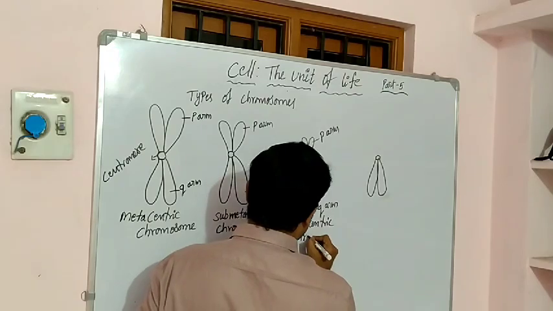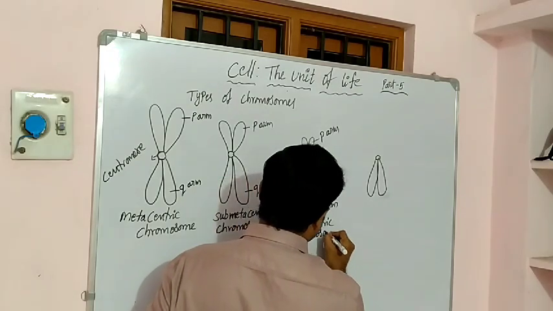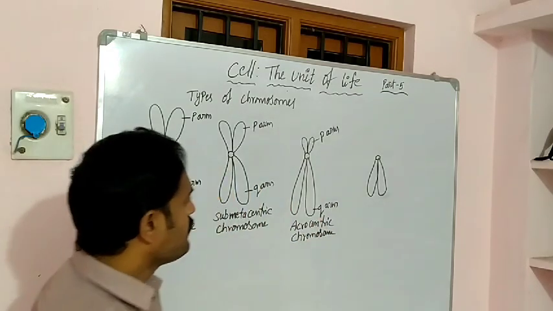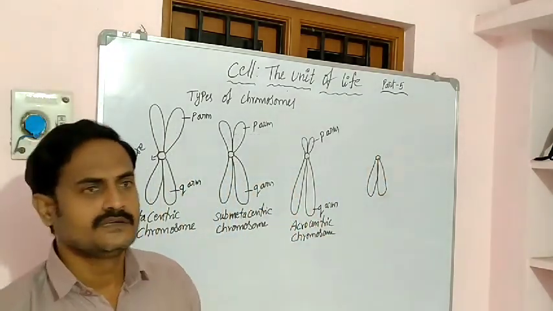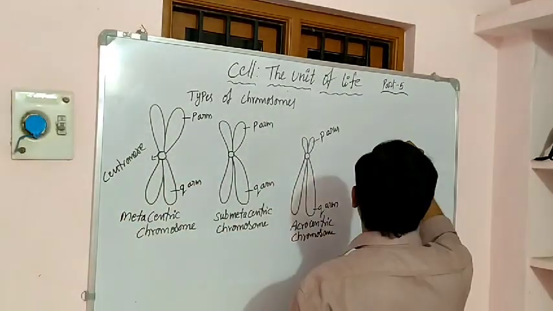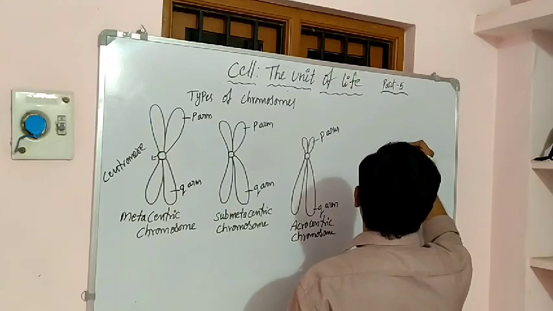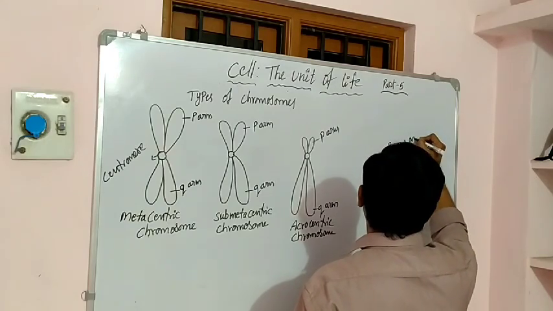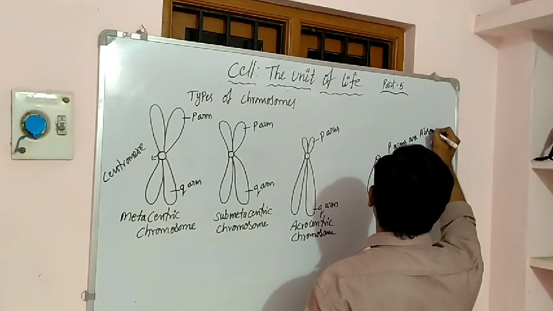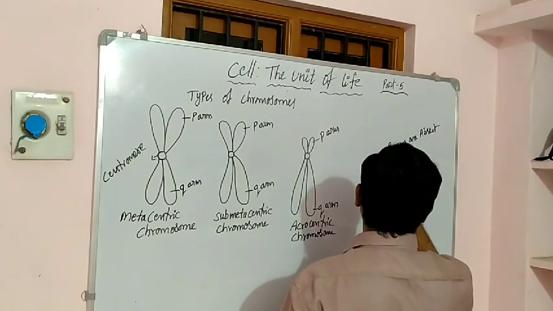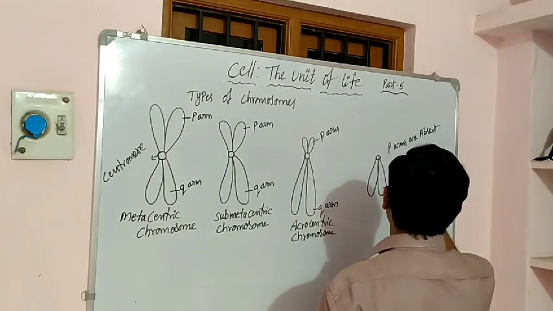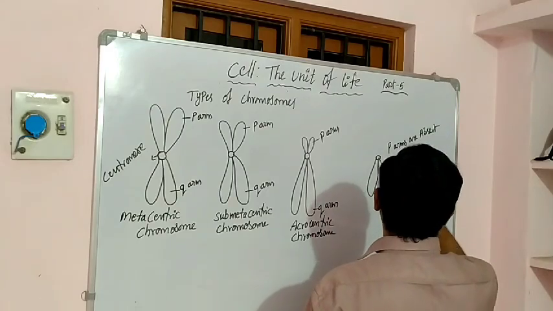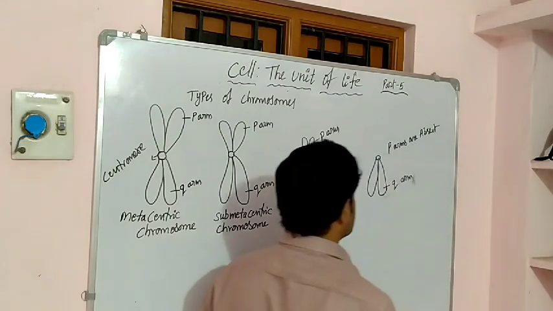Acrocentric chromosome. Then the final one, there are no P arms. Here P arms are absent. Only 2 Q arms are present. So only the Q arm is present.